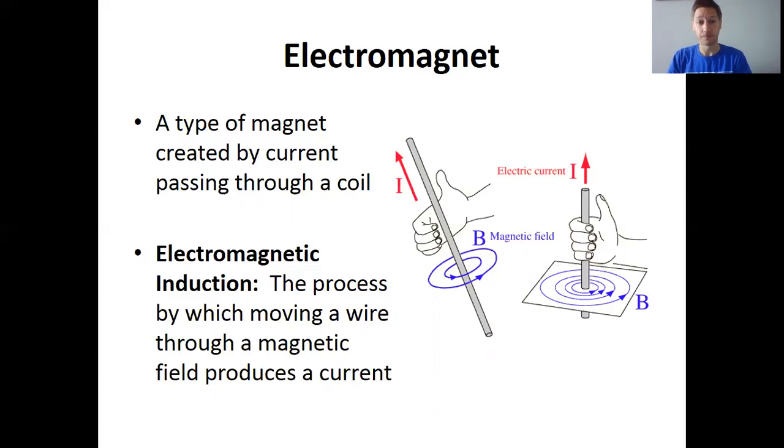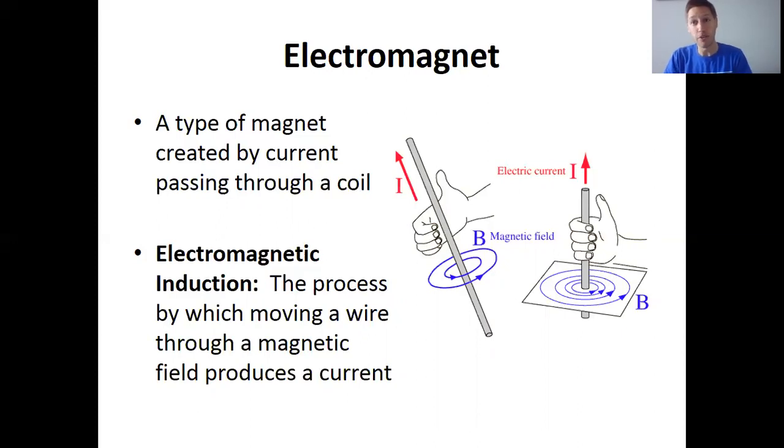All right, so you could also, you don't need to have a current move through it to generate a field. You can also generate a field by just moving the wire through an already existing field, which is kind of cool too. So if you already had a magnetic field present and you move the wire through, that will cause electricity to move, which is, again, really important for how we actually produce our electricity in America.